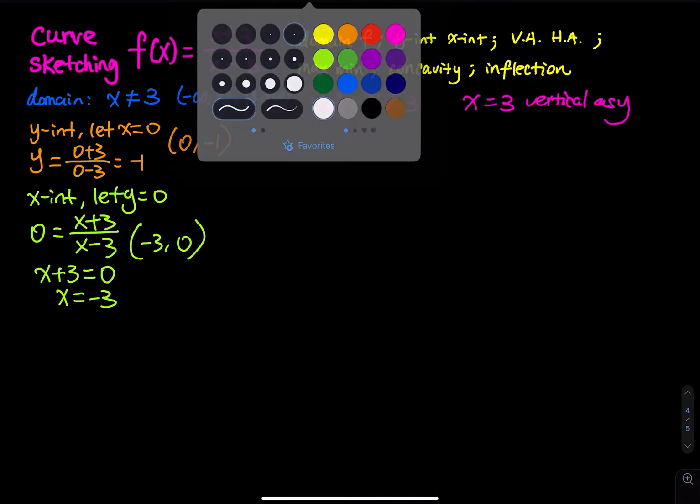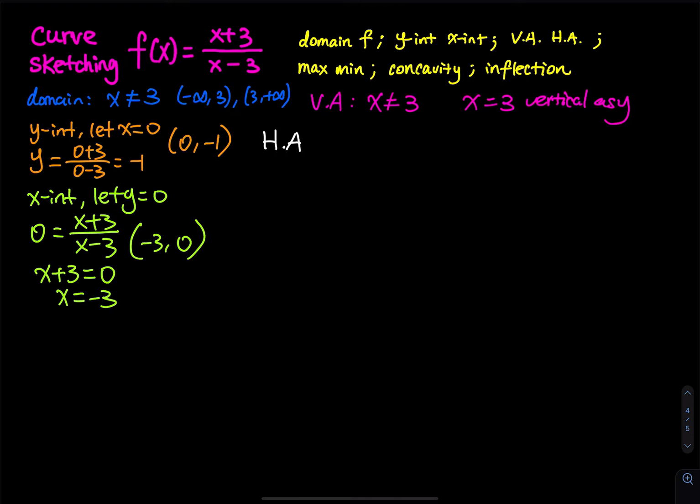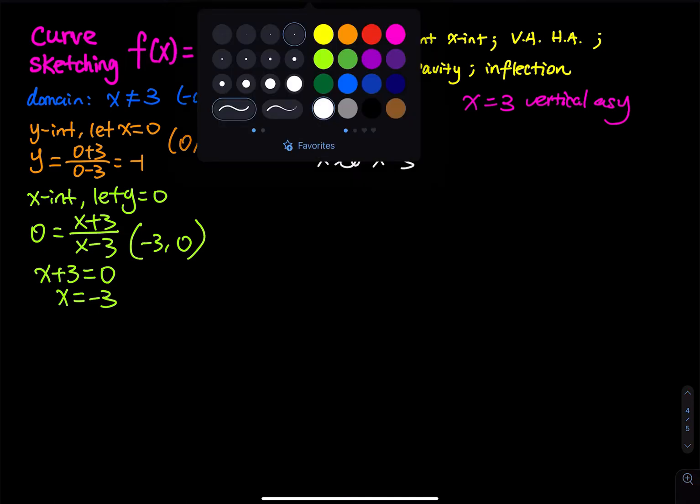For horizontal asymptote, HA, we have to set the limit. So limit as x approaches infinity of x plus 3 divided by x minus 3. The reason we have to let x go to infinity is because the horizontal asymptote affects the left end and the right end behavior. You have to look all the way to the right of the graph, and all the way to the left of the graph. So that's why you have to do positive infinity and negative infinity. Since the highest degree of the exponent is equal to 1, we are going to divide each term by x.